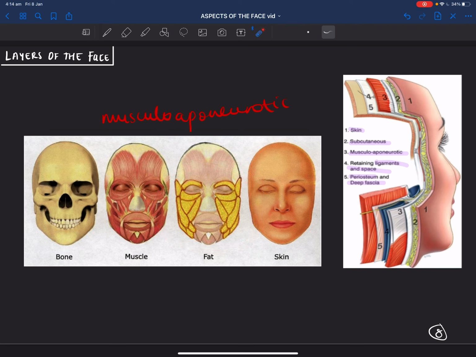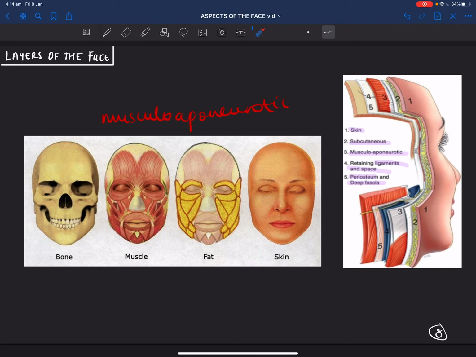Next we have something called subcutaneous fat. Just under our skin we have fatty areas, and you'll see on the outer part where your zygomatic bone and your cheeks are, the buccal area, there's lots of fat. So just under our skin we have fat, and then we have muscle, and then finally we have bone.